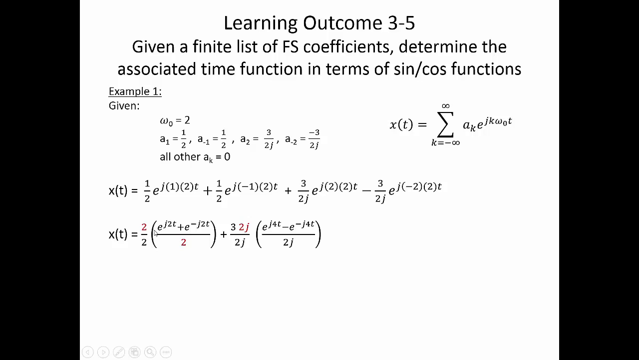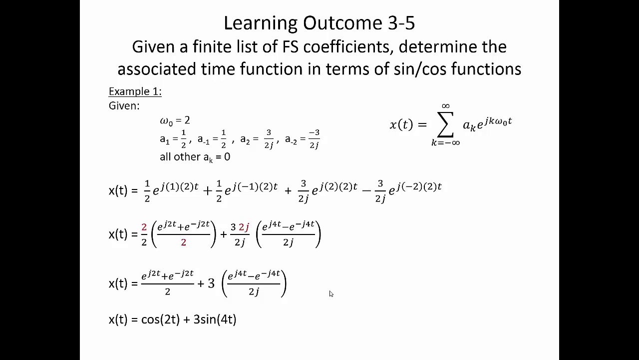We need to make sure that the cosine term is divided by 2, and therefore we need to multiply on the outside by 2. Likewise, for the sine term, we need to make sure it's divided by a 2j, so we need to multiply outside by a 2j. We then simplify this, and then use Euler's formula to turn it back into a trigonometric function. This is the answer we're looking for.